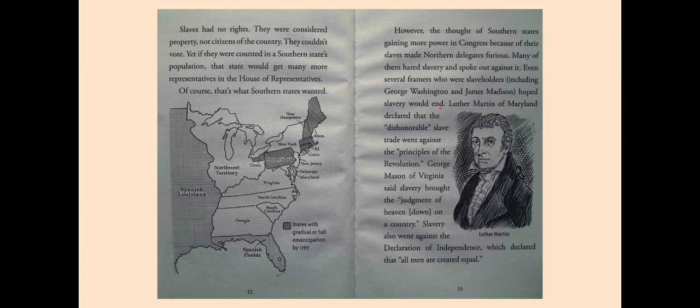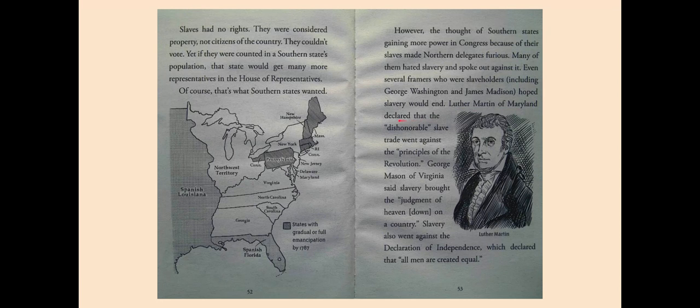Even several framers who were slaveholders, including George Washington and James Madison, hoped slavery would end. That's an odd sentence. Let's go back 2 sentences. Many of them hated slavery and spoke out against it. Even several framers who were slaveholders, so a slaveholder is somebody that has slaves, including George Washington and James Madison, hoped slavery would end.